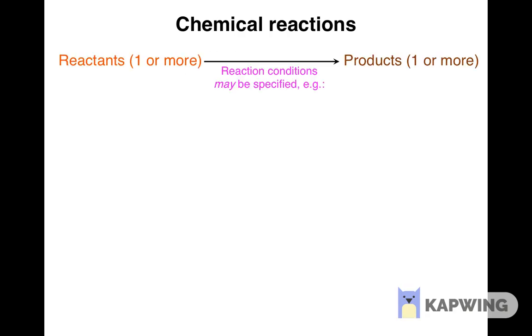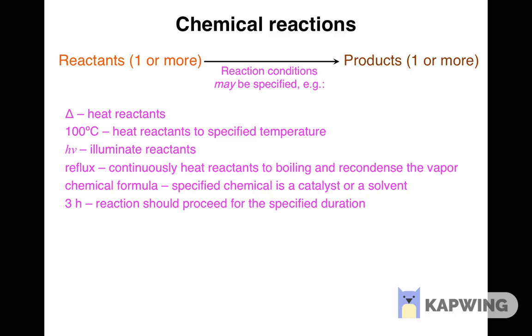Here are some examples of such symbols. The Greek capital letter delta, that looks like a triangle, means that the reactants must be heated. A temperature indicated above or below the arrow, such as 100 degrees Celsius, means that the reactants must be heated to the specified temperature. The letter h followed by the Greek letter nu means that the reactants need to be illuminated with light. The word reflux means that the reactants must be continuously heated to boiling and the vapor should be then recondensed.